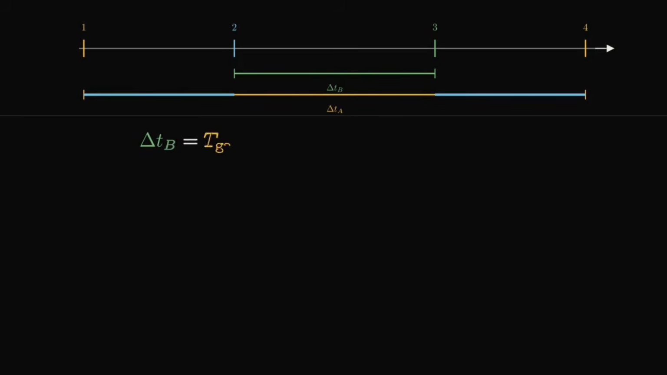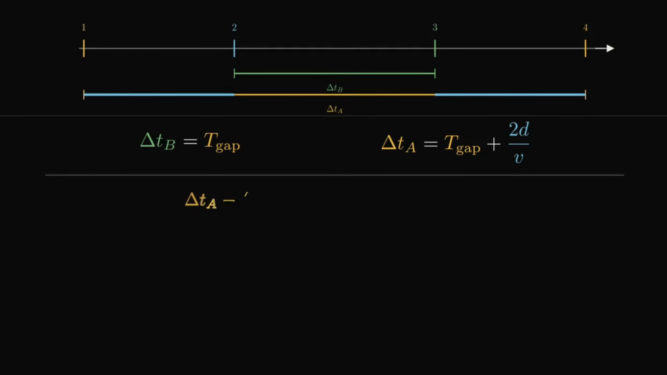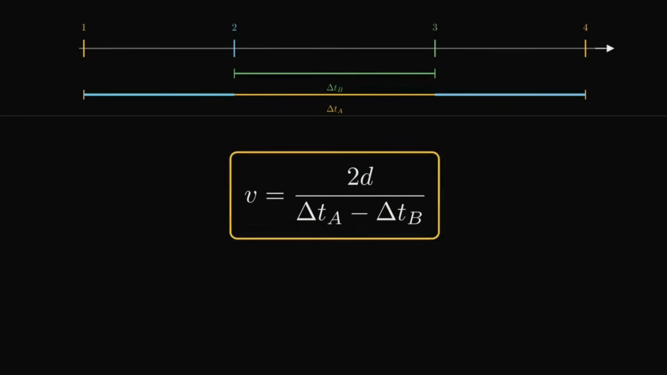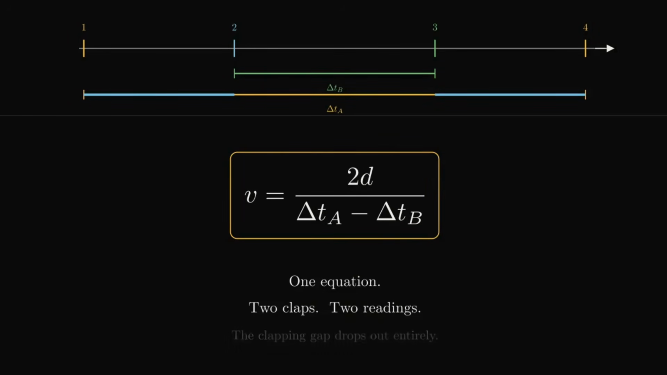We can now subtract delta TA from delta TB, and conveniently, T gap simply drops out. Your clapping rhythm is completely irrelevant. We can now rearrange this equation and isolate for the speed of sound based on nothing but the measurements from the two phones. That's it. One equation, a couple of claps, and two readings.